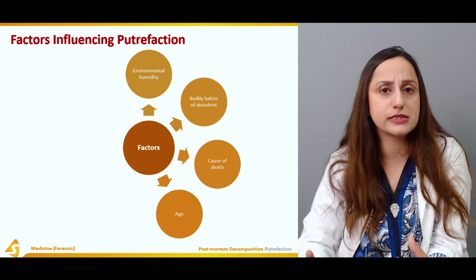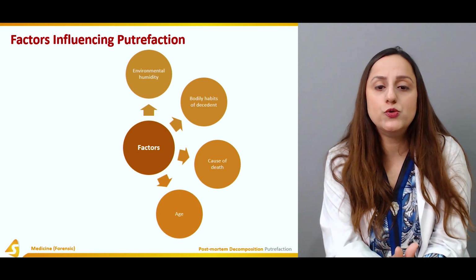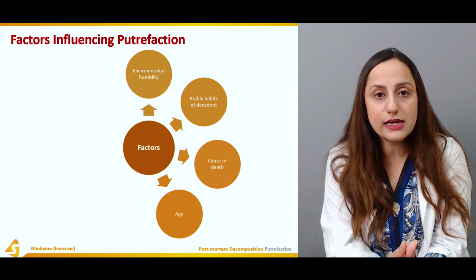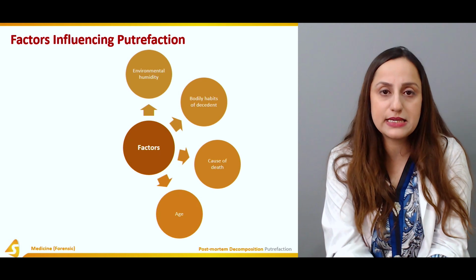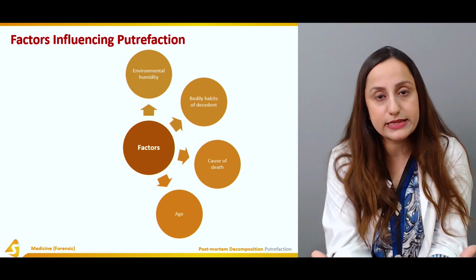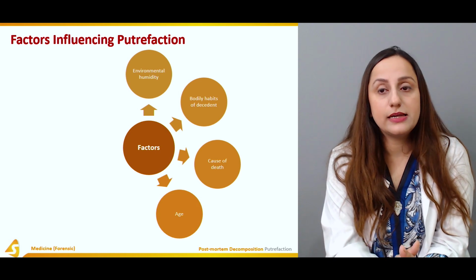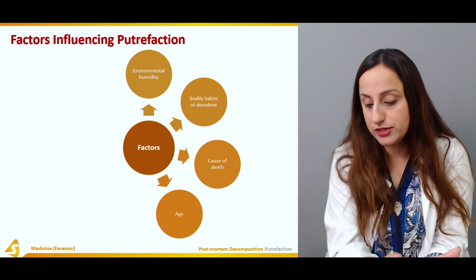Now, the age of the person. Babies basically tend to putrefy slowly. Why is that? It's basically the bacterial flora. They lack the bacterial flora. They have less sepsis. They have aseptic bodies, and so the age is very important. Now, in old age people, the putrefaction process is raced on.